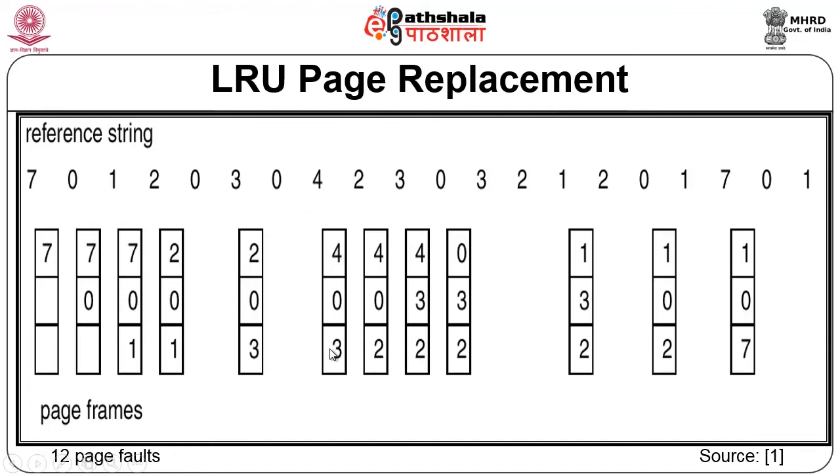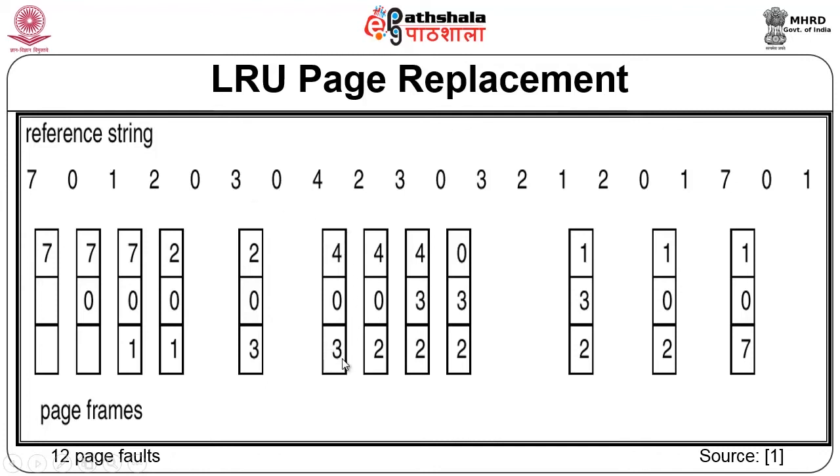So 4, 0, 3. Then there is a reference to 2. 2 is not in memory, and there is no free frame as well, and hence you need to choose one to remove. So 4 was used, 0 was used, and only before that 3 was used.